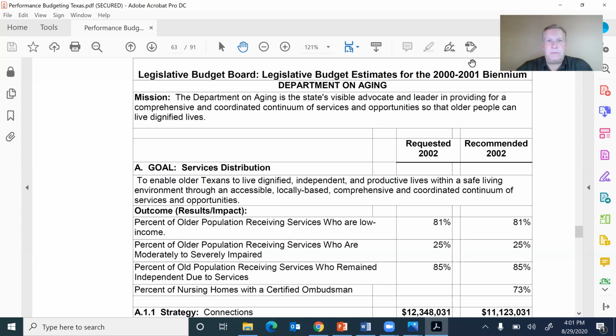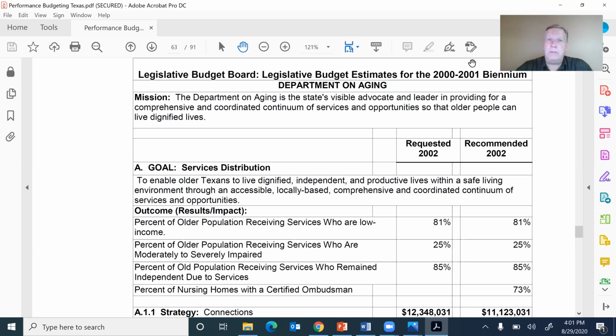So the mission of the Department of Aging is listed there, and then you have your goals: to enable older Texans to live dignified, independent, and productive lives within a safe living environment through an accessible, locally based, comprehensive, coordinated continuum of services and opportunities.